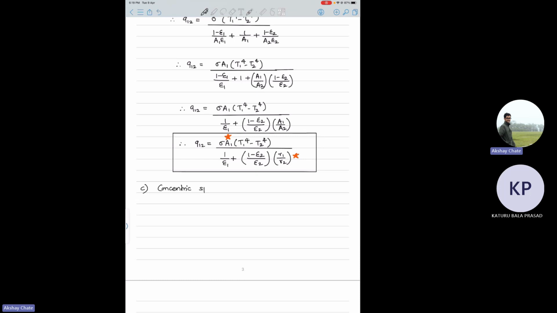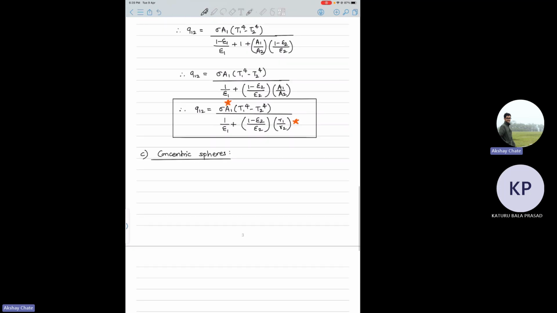The first case was infinitely long flat plates. Then there is a case which is infinitely long concentric cylinders, and in some problems they will give it to you as concentric spheres. In that case, I will not do the complete derivation, but the only thing that changes is, let's say this is a 2D cross section of the sphere, because you can't view the sphere in 3D on this paper. The inner sphere is named 1 and the outer is 2.